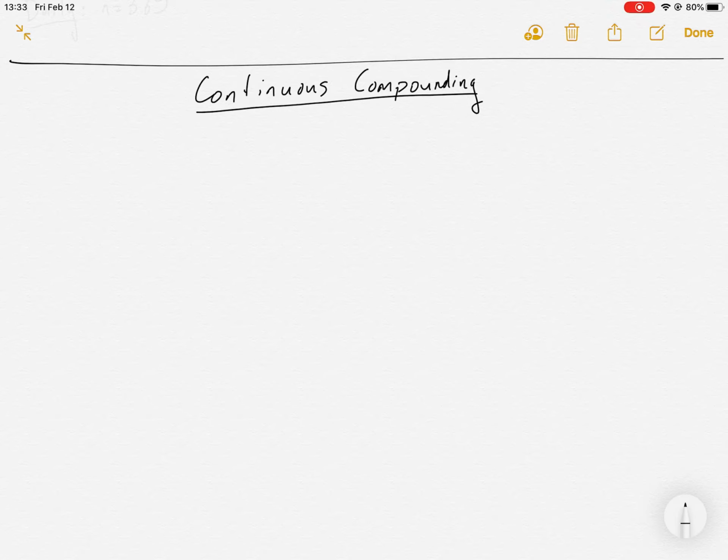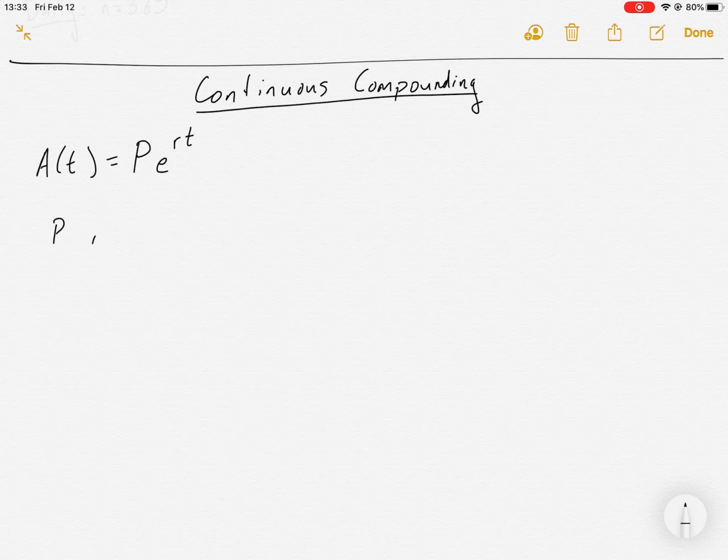Okay, in this video we'll talk about what it means to have continuous compounding. In the previous sections of 3.1 we compounded a certain number of times per year. Now we're going to talk about continuous. In order to do this we're going to get a new formula, and this formula is given as your amount as a function of time equals your principal amount times e to the power of r times t.